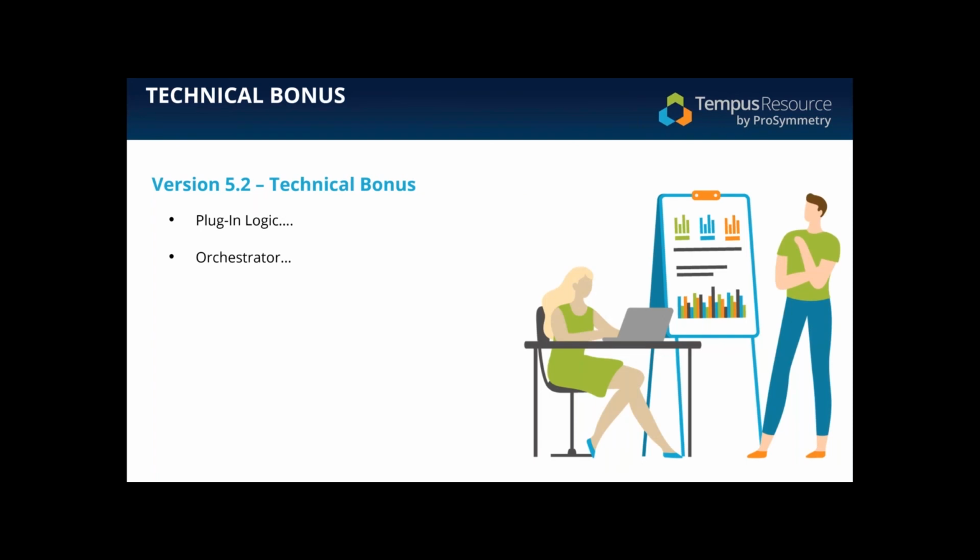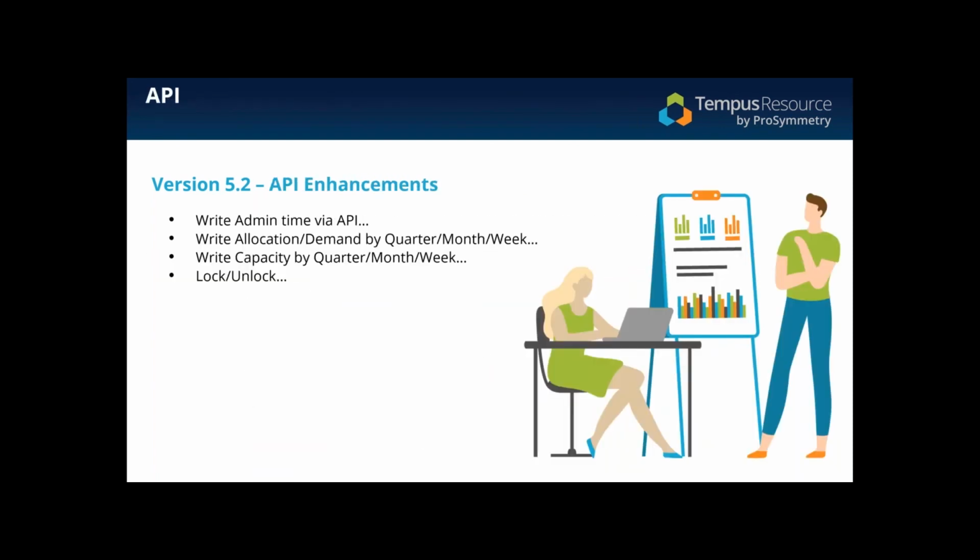Now, before I go into, well, let me skip forward real quick. Let me do the API first, then we'll wrap up with those two sort of technical eggs. API enhancements. Number one, we've added endpoints here to allow you to update admin time via the API, so we can now programmatically interact with admin time. The admin time categories have to be there, but the actual ability to write those values by resource is now available via the API.